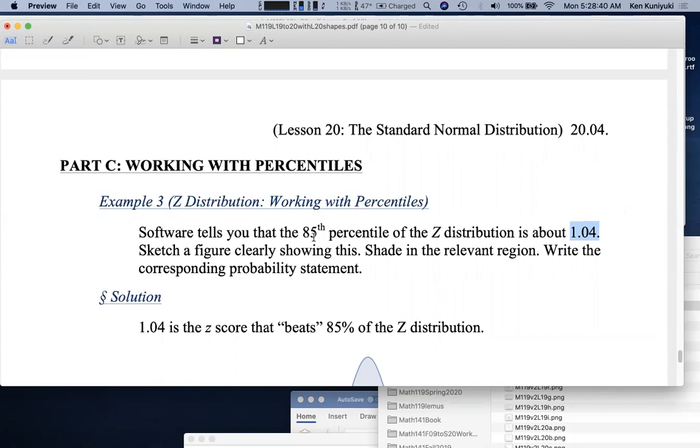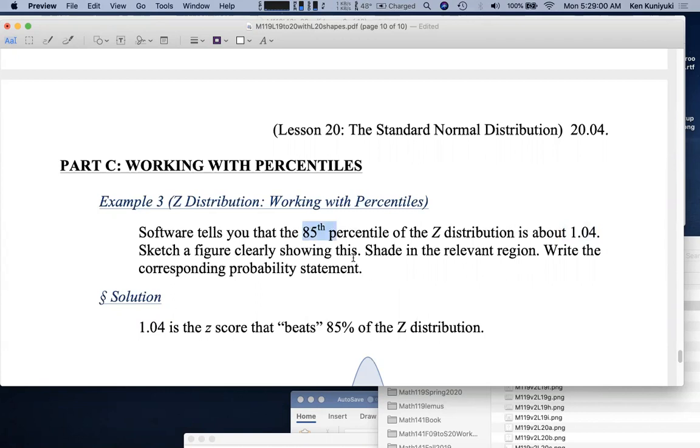Basically, what percent of the class have you beaten? You've beaten 85% of the class. All right. Well, now, that was the kind of question we asked earlier. The percentile question is now asking this. I want to know the 85th percentile, and we're going to show it's 1.04.